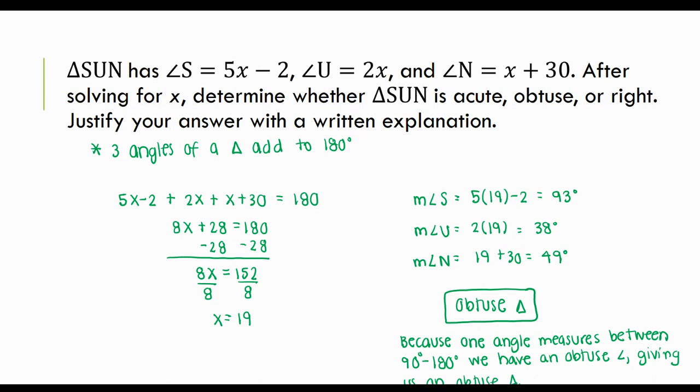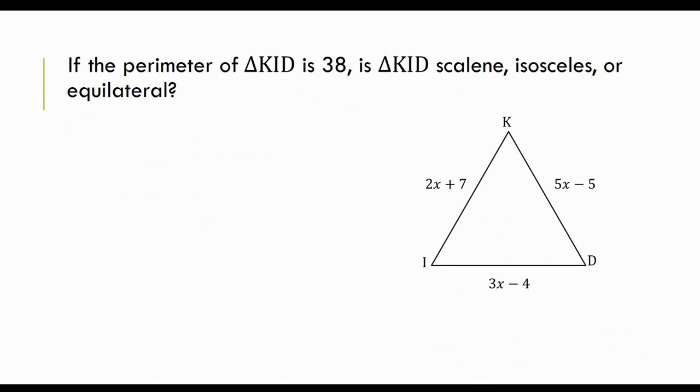All right. Okay, here's our next one. It says, if the perimeter of the triangle KID is 38, we want to know, is this triangle scalene, isosceles, or equilateral? So now we want to know the lengths of the sides, because remember, scalene, no sides are congruent. Isosceles, at least 2 sides are congruent. Equilateral means that all the sides are congruent.